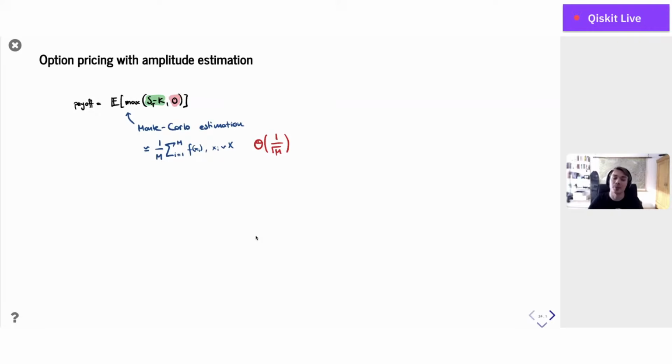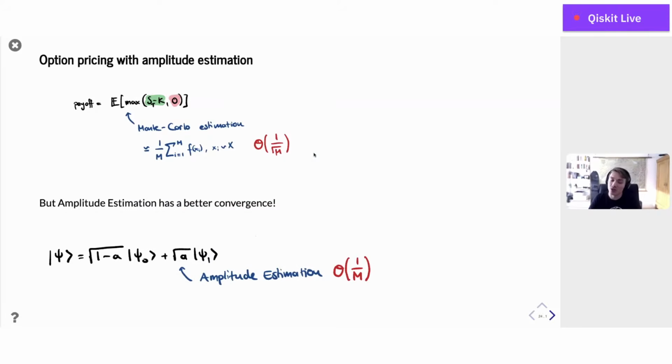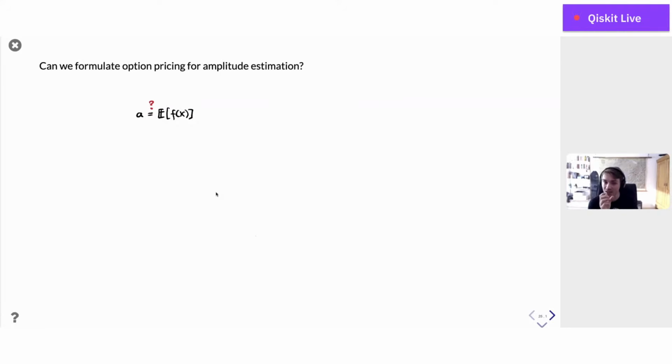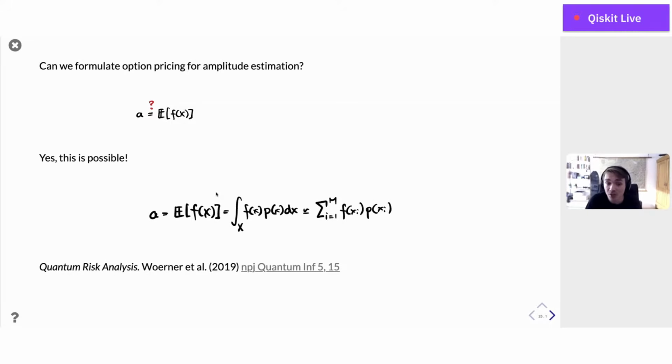Going back to our option pricing example, we wanted to calculate this expected value, and we had the convergence of 1 over the square root of M, and this is what we wanted to improve. It turns out that amplitude estimation has a better convergence, a quadratically better convergence to be precise, of 1 over the number of samples. So the question is now, can we connect this expected value and amplitude estimation? Or can we write this amplitude A as the expected value of some function? If we can do that, then we can leverage this better convergence and obtain a quadratic speedup with a quantum algorithm. And it turns out that yes, this is possible.